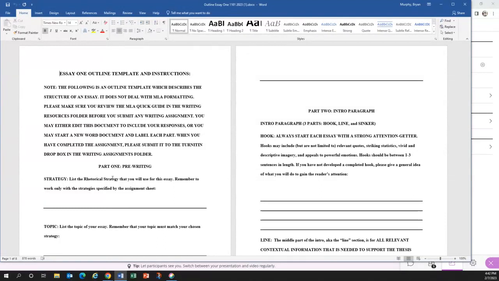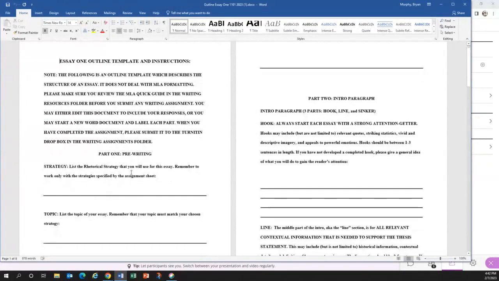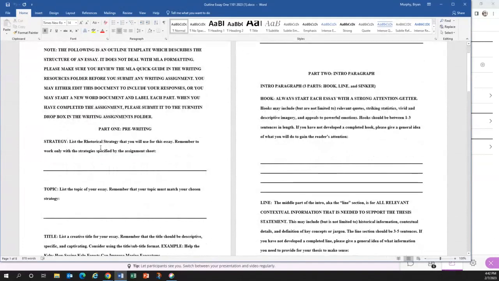Please don't confuse the Dropboxes, because if you put your outline in the essay Dropbox, that's going to cause a complication. So the first thing that you have on the outline is your pre-writing. So this is what you need to do before you actually start writing. So it starts with the strategy. List the rhetorical strategy that you will use for this essay. Remember to work only with the strategies specified by the assignment sheet. So in the case of essay 1, this includes compare and contrast, classification and division, cause and effect, and what is the other one? Process. One of those 4. Okay, so you're going to list that first. Which strategy are you going to work with?